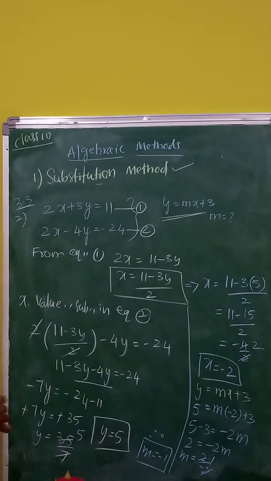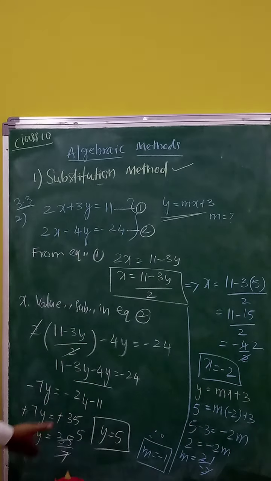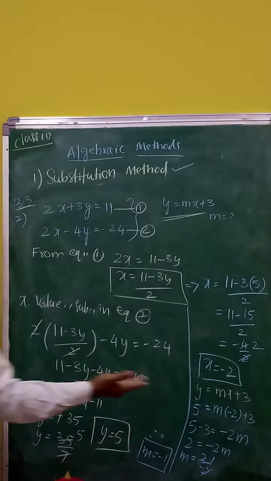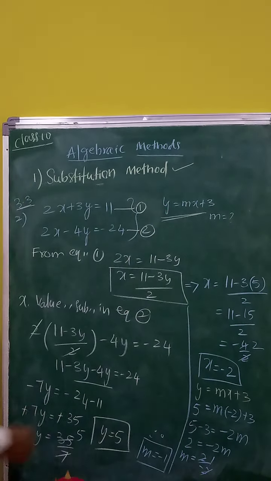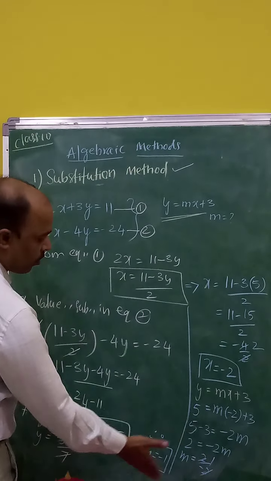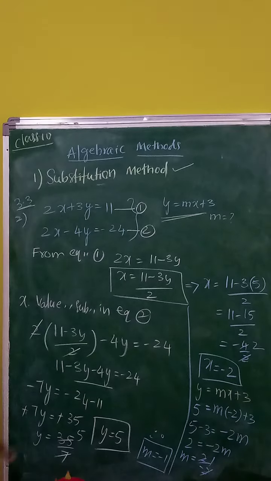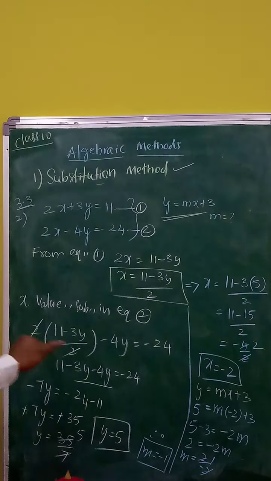Here we did it two times. One is using the substitution method. Then again, after getting the x and y values, we substituted in the given equation y is equal to mx plus 3. From that we got the m value: m is equal to minus 1. The remaining questions you have to solve.